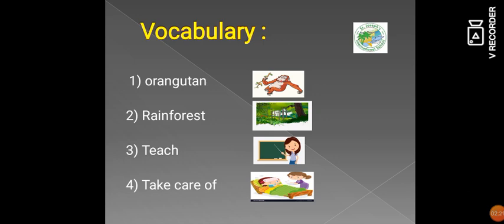Again, from the beginning, number 1, orangutan, and it lives in the rainforest. Number 3, teach, and teach is the job of the teacher. Number 4, take care of. We said that take care of is when someone looks after you, when you are sick or you're ill or you need help. This is take care of. Let's continue.